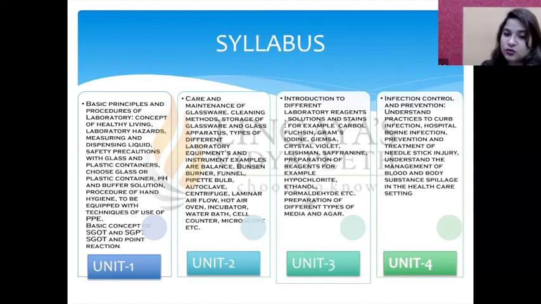Third unit, next unit is about introduction to the different laboratory reagents. When you are working in a laboratory, there are different reagents and chemicals that are used in the laboratory.